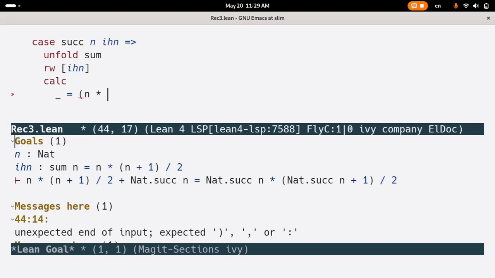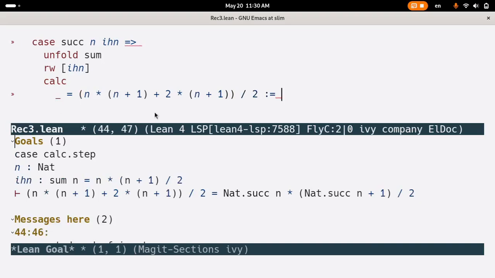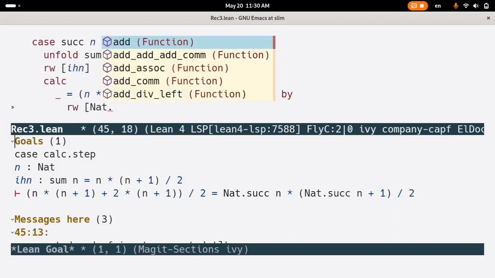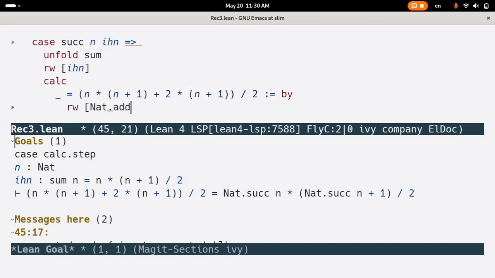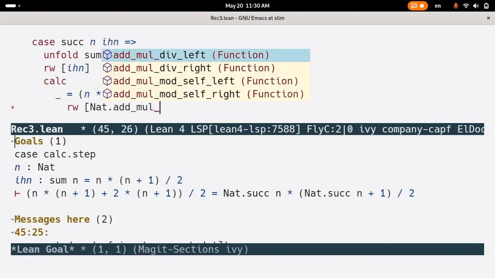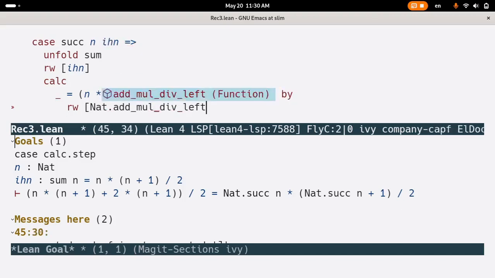Initially, we prove that the left hand side is just n times n plus 1 plus 2 times n plus 1 divided by 2. When writing a calc proof, we have to write a proof for each step. So this step we can prove using an existing theorem, which is called add mul div left.